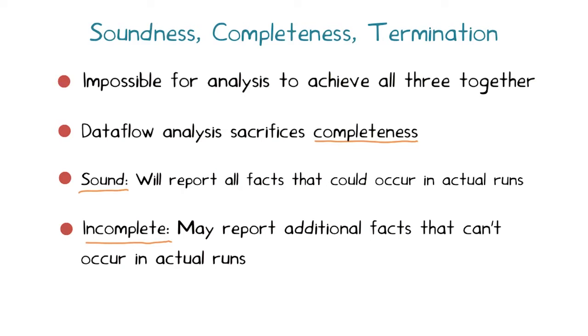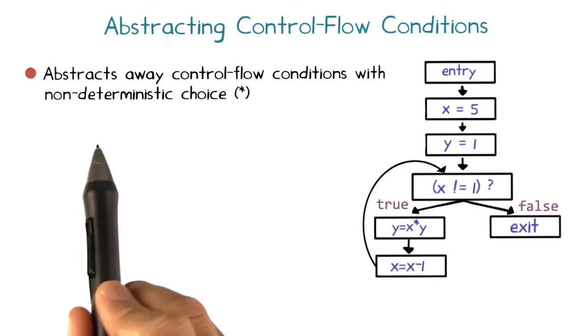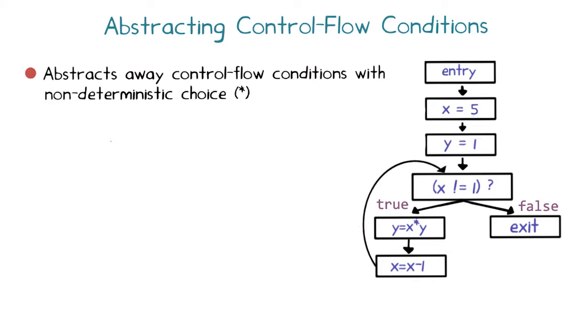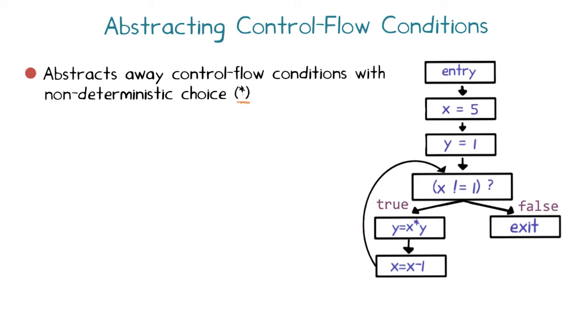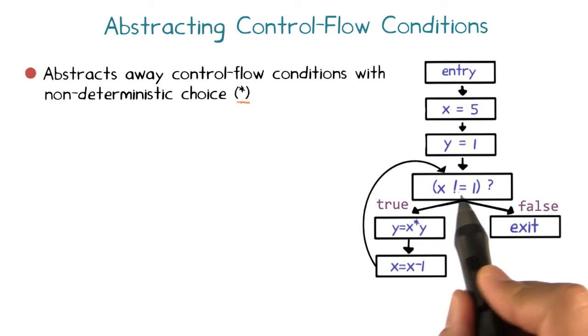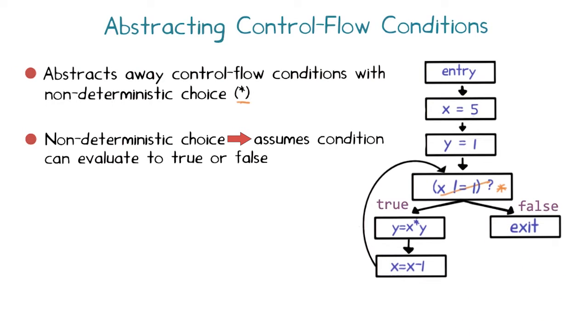Let's see next how a Dataflow analysis achieves soundness by sacrificing completeness. The primary source of incompleteness in Dataflow analyses arises from abstracting away control flow conditions with non-deterministic choice, which we will denote throughout this course using the star symbol. For this example program, Dataflow analysis replaces the condition x not equals 1 with non-deterministic choice. Non-deterministic choice simply means that the analysis will assume that the condition can evaluate to true or false, even if, for example, in actual runs the condition always evaluates to true.